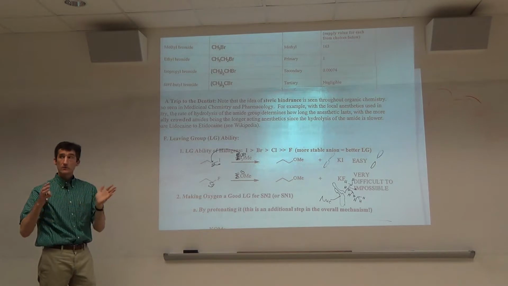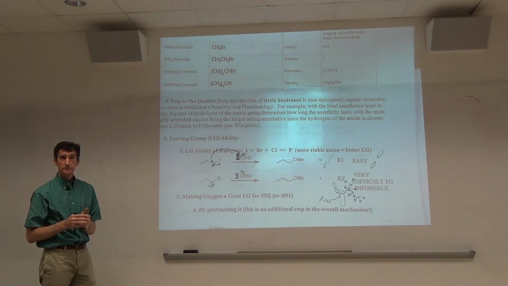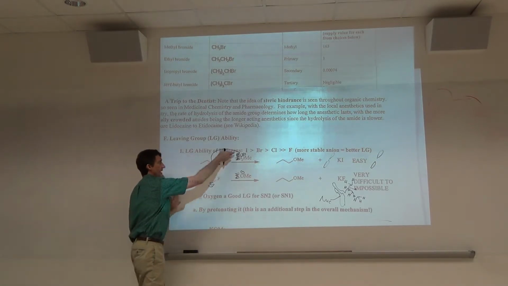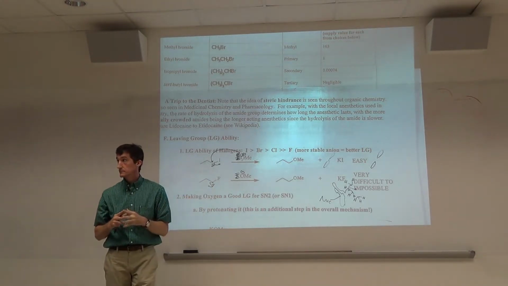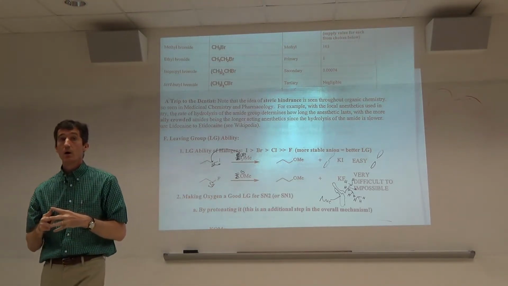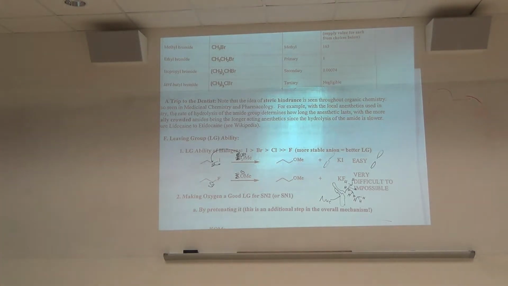But what all goes on in the rate determining step? Not only does this have to add, but that bond also has to break. Well, if you look at bond strengths, a C-F bond is much stronger than a C-I bond. And that plays into it. It's not just the amount of partial positive, but the bond strength is also important because it has to be broken in the rate determining step.